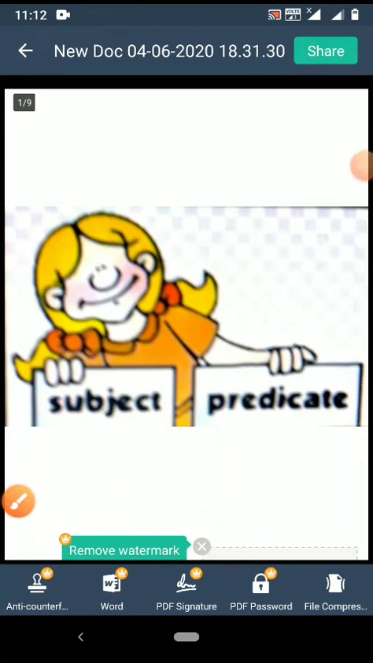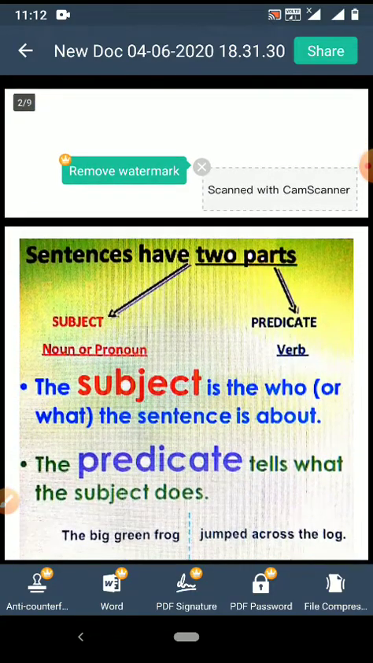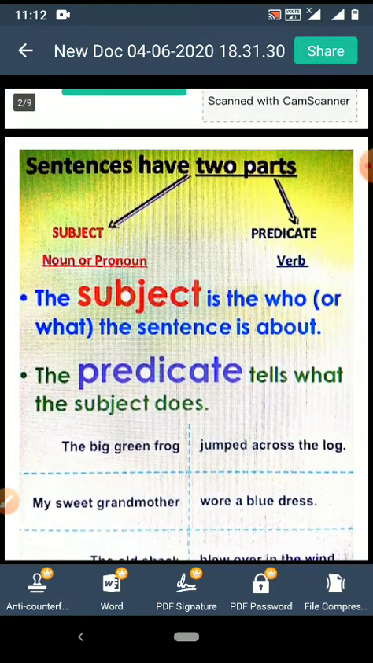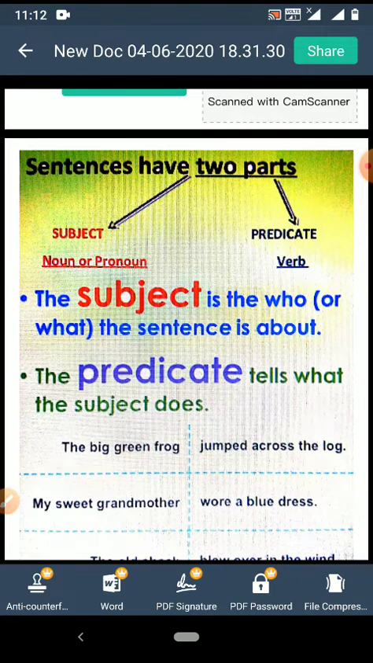Hello students. Today our topic is subject and predicate. Now, a sentence is a group of words that make sense, and each sentence has got two parts, that is the subject and predicate. Sentences have two parts. First is the subject and the second part is predicate. Subject can be a noun or pronoun, and predicate is the verb, that is the action done by the subject. The subject is the who or what the sentence is about.